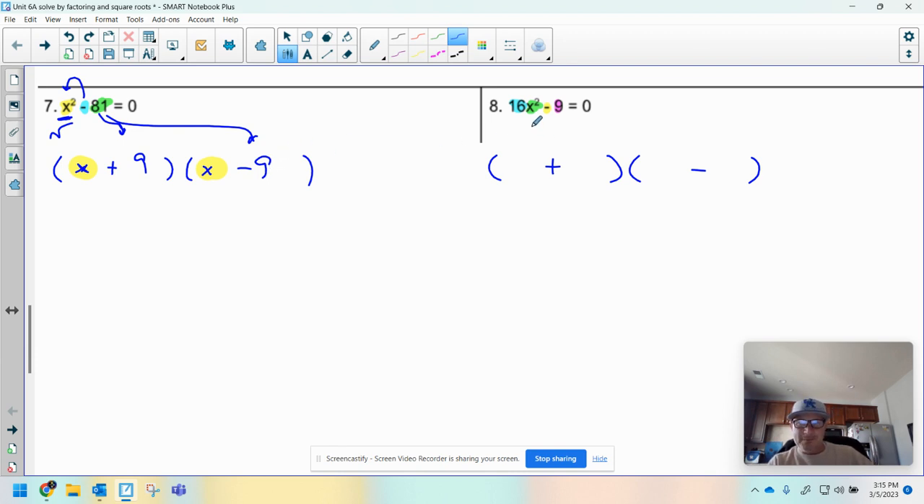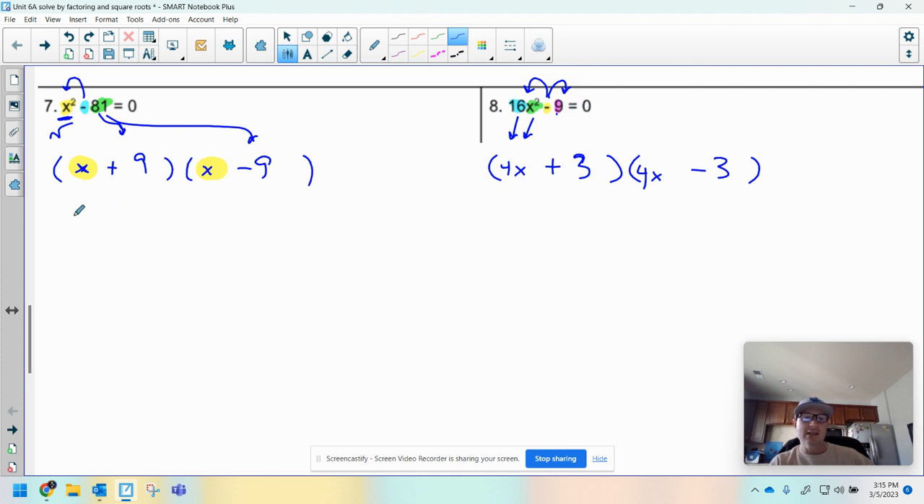For the next one, the square root of 16 is 4. The square root of x squared, that goes at the beginning also. Because it's before the subtraction sign, it goes at the beginning of each. Now the 9 is after the subtraction sign, so that goes at the end, and it's going to be 3 times 3 because the square root of 9 is 3.